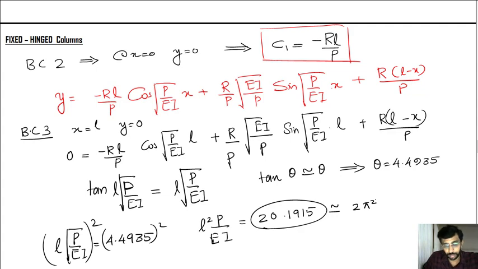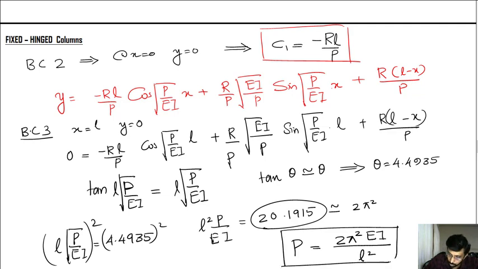Now this particular value is approximately equal to 2 pi square. You kindly take the calculator and calculate the value of 2 pi square. It's going to be somewhat close to 20.1915. Now we can rewrite it like P is equal to 2 pi square EI by L square. So this is the expression for the buckling load for the fixed hinged condition.